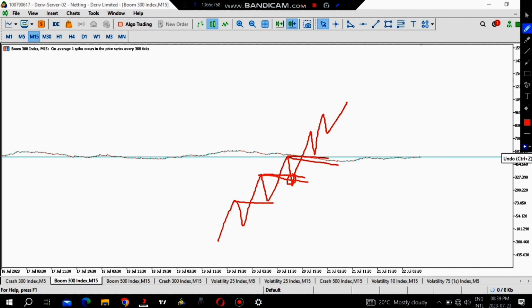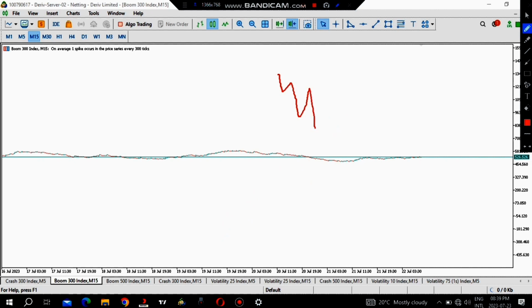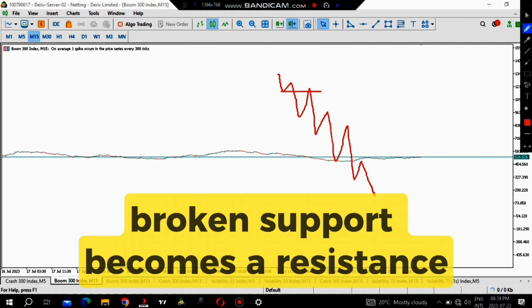And for a downtrend, it's generally just the same thing. We're just saying that now the market is in a downtrend. What happens to a broken support? Everyone knows now: a broken support turns into a resistance.